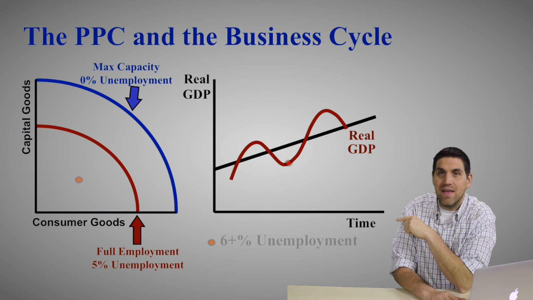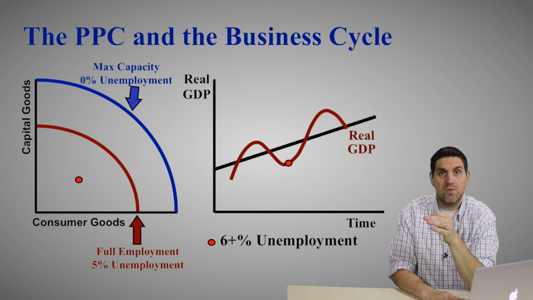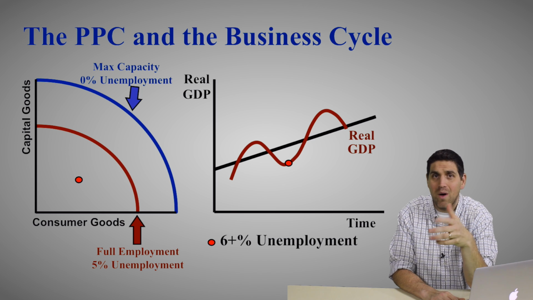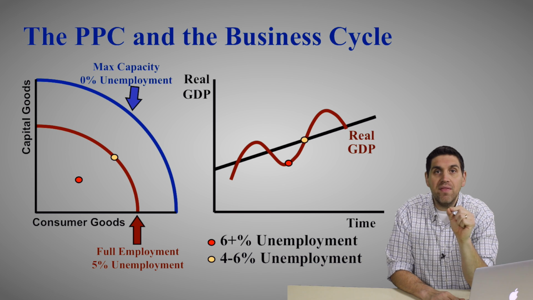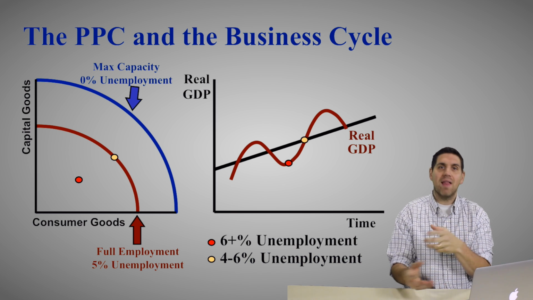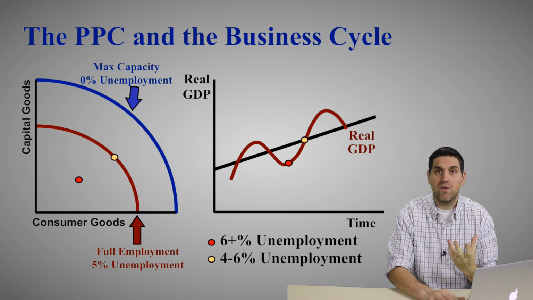Now, any point inside the curve represents the idea of unemployment, right? A recessionary gap. The economy is not doing well. We're not using our full resources, right? That's the idea of a recession. A point on the curve is the idea of full employment, right? In the last unit, we talked about efficiency. We're using all of our resources.